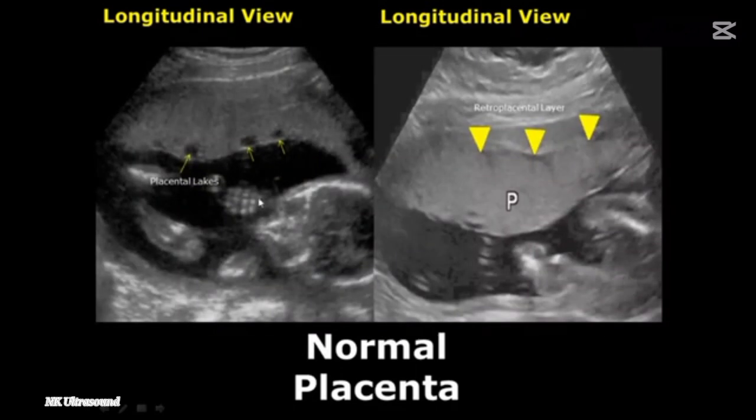Here you can see small hypoechoic areas inside the placenta. These are venous lakes or placental lakes. These are normal occurrences. And you may also notice a hypoechoic layer behind the placenta. This is known as retroplacental layer.